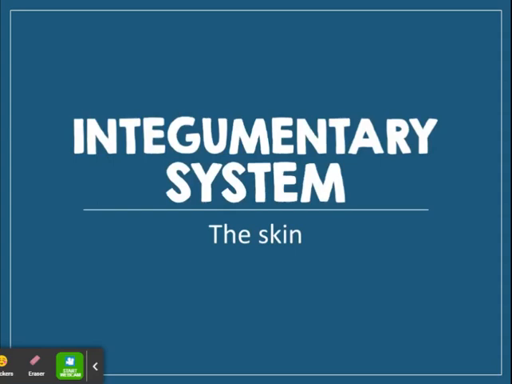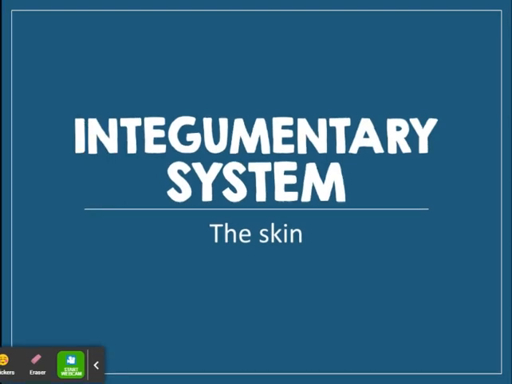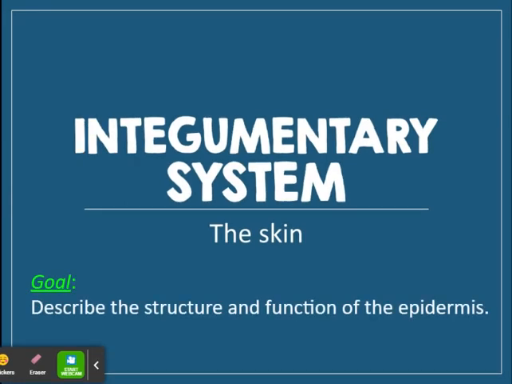Today we'll begin exploring the integumentary system in more depth. Recall from our brief overview of organ systems in Unit 1 that the integumentary system is the set of organs that forms the external covering of the body, aka the skin. With that in mind, the goal of this video is to describe the structure and function of the skin more generally, and the structure and function of the epidermis in particular.